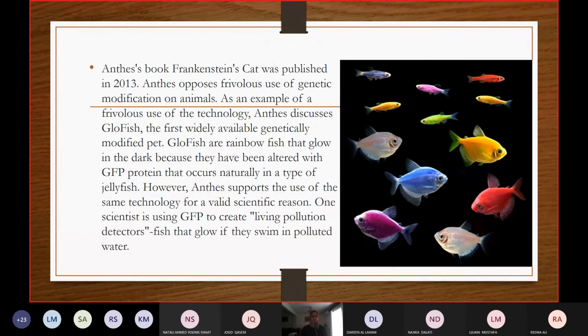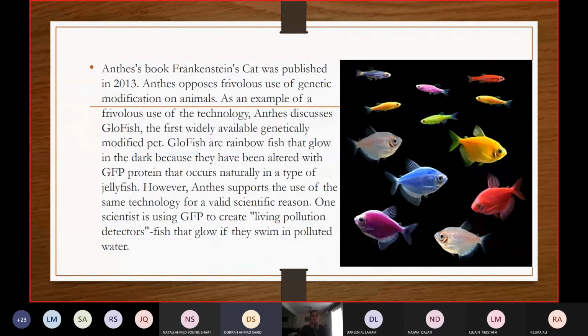Durra? Yes, miss. Read, please. Anthes' book, Frankenstein's Cat, was published in 2013. Anthes opposes frivolous use of genetic modification on animals. Okay, as an example.